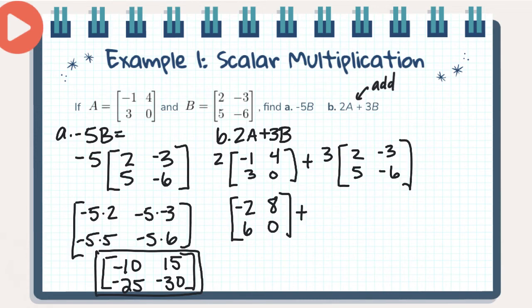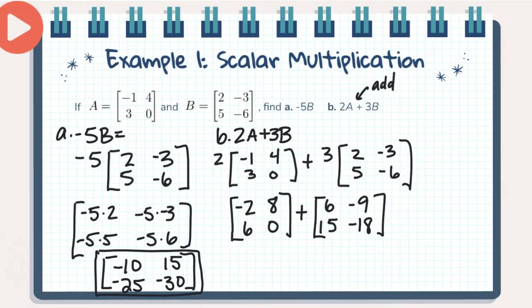And now we distribute 3 to all 4 elements in the second matrix. 3 times 2 is 6. 3 times -3 is -9. 3 times 5 is 15. And 3 times -6 is -18.